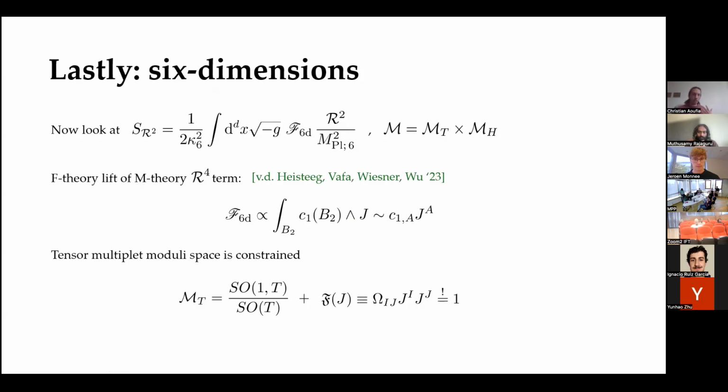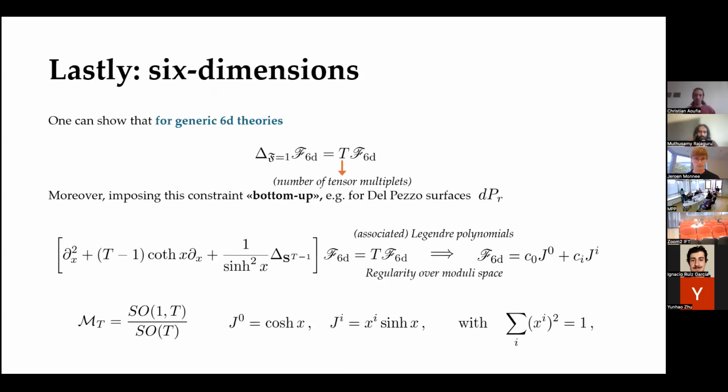The story is similar to 5D, where the tensor multiplet moduli space is constrained, but now with an important difference. That is that the constraint is given by this SO(1,T) invariant form. And of course, this preserves the naive isometries of moduli space because of this invariance of omega. And so we might expect that the equation is given in terms of the Laplacian, which is precisely the case. And the eigenvalue is given by the number of tensor multiplets. So again, a very nice expression.